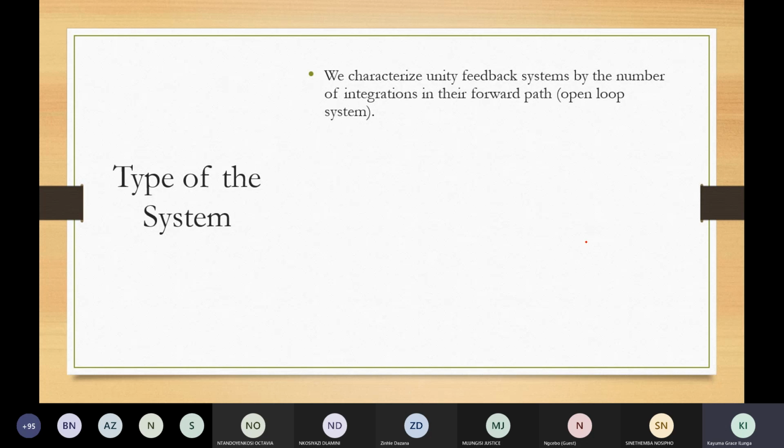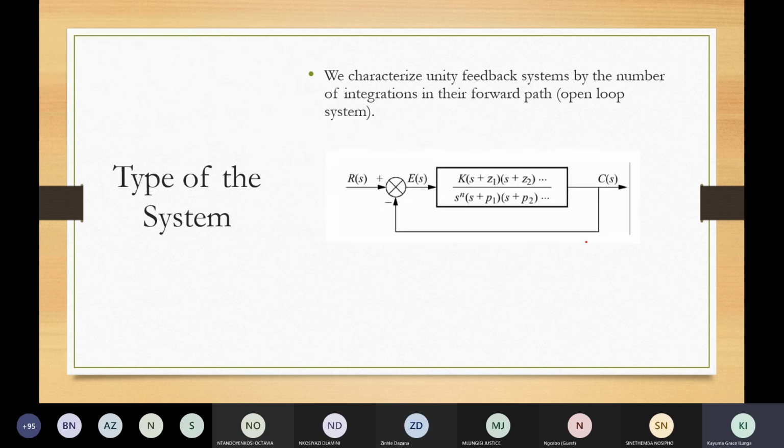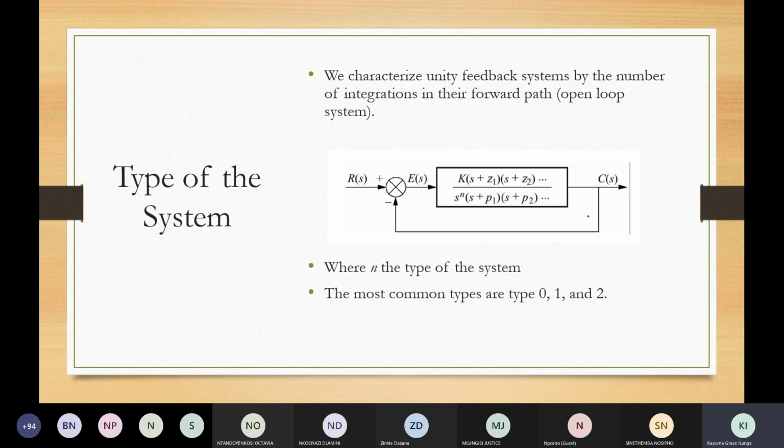So we can characterize the unit system by the number of integrations, which is n, the one I showed you in the forward path open loop system. You remember this equation I showed you exactly before. So we have n. N is giving us the number of integrations. As I told you, in most cases, n is equal to 0, 1, and 2. That is the common case that we can find. So n is already giving us the type of the system. Once you know the value of n, you can define which type of system we have.